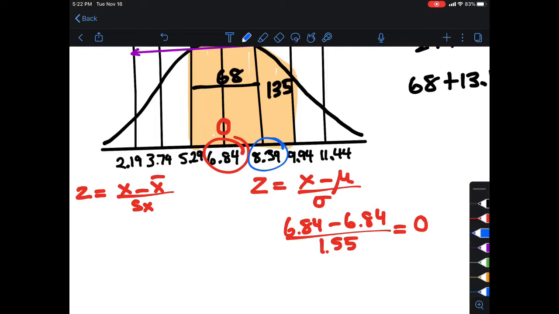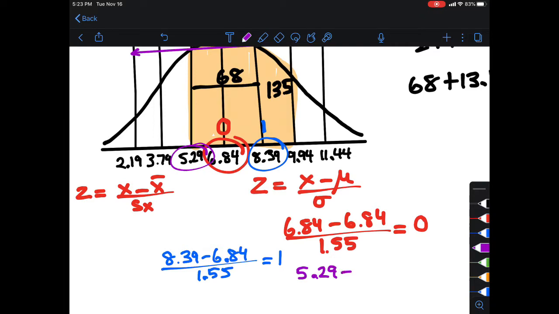Okay, let's find the other one here, 8.39. So 8.39 minus 6.84 divided by 1.55, and you're going to get 1. Similarly, if I find it for this one, 5.29 minus 6.84 divided by 1.55, I'm going to get -1.